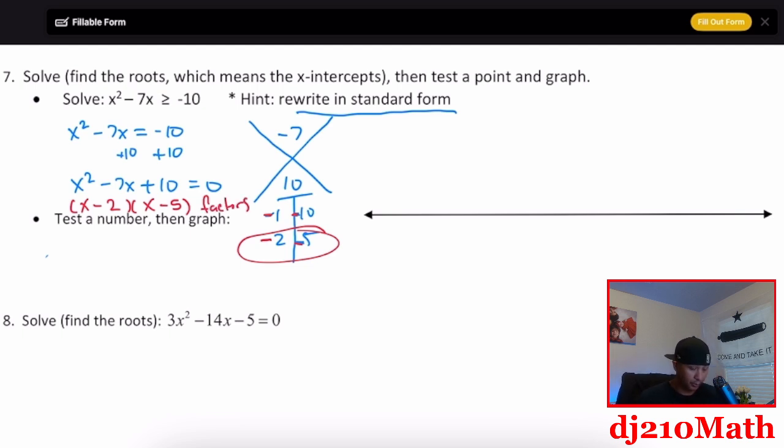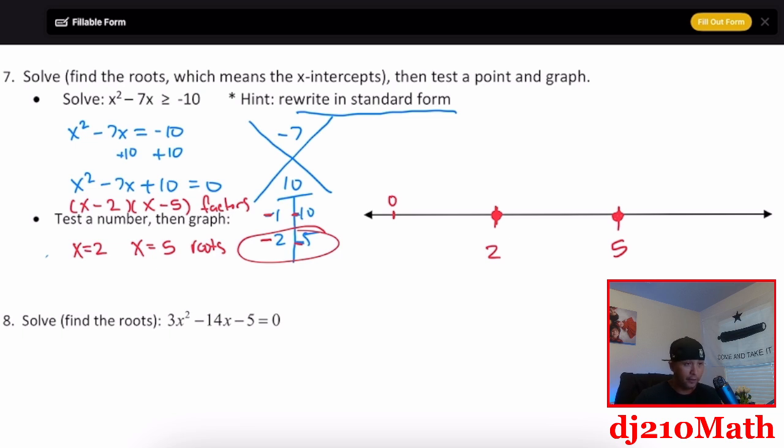And we want the roots. So the roots are going to be x equals positive 2, x equals positive 5. So those are our roots, 2 and 5. So if we go to the number line, 2, 5, we know that it gets the closed circle because it's or equals. And then we have to test a number. So it's best to test 0 when possible. Here it's very possible, right? 0 is going to be somewhere over here.